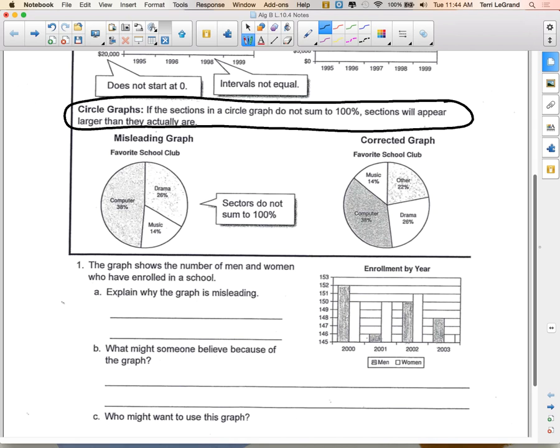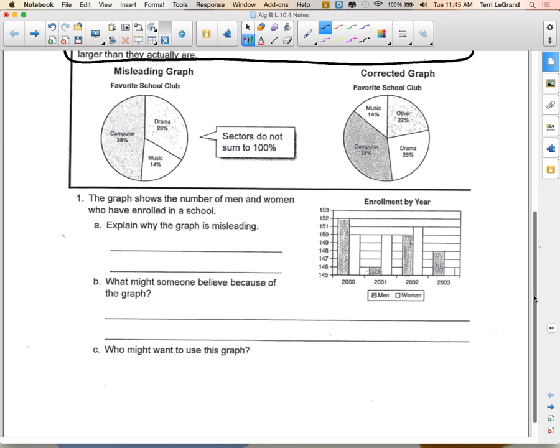And when you look at the circle graph, it appears that, oh yeah, it looks like almost half of the students, that's their favorite meal. But yet, if all the sectors don't add up to 100%, it's not really almost 50%, it's going to be less than that. So this is actually the favorite school club is what this one is. And notice, what do they add up to in the misleading graph? What do these three pieces of the pie add up to? Add them up quickly. 60.